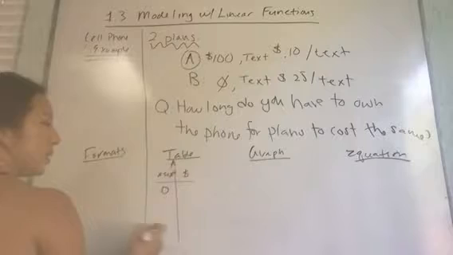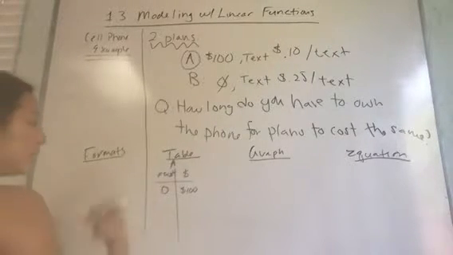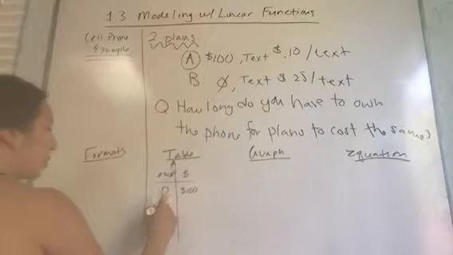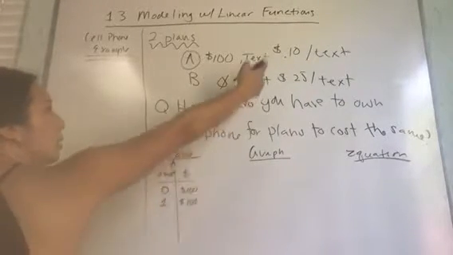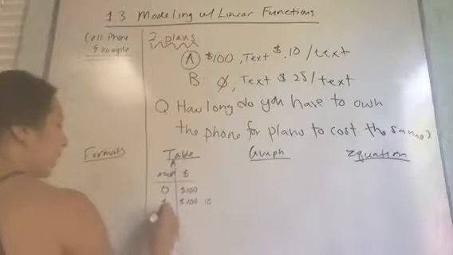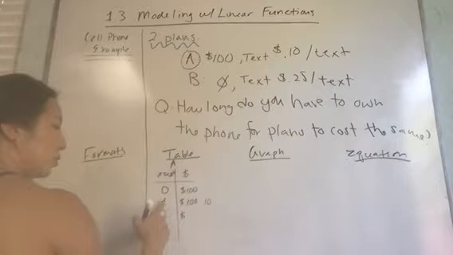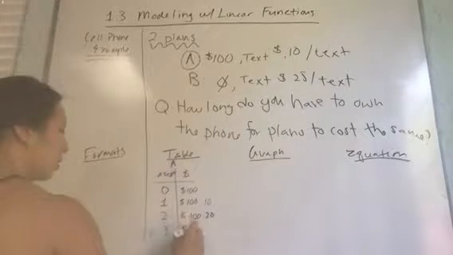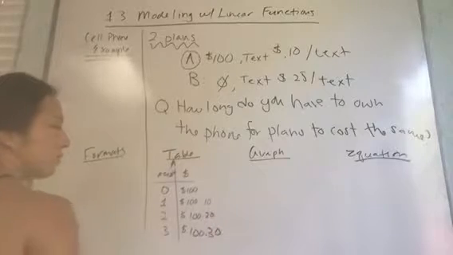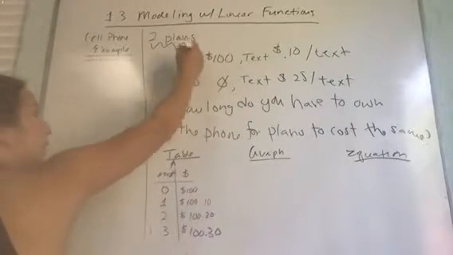So with 0 texts, we already have to pay $100 as our initiation fee or installation fee. After 1 text, it's going to be $100, and 1 text is 10 cents. After 2 texts, it's going to be $100 plus 20 cents. 3 is $100 and 30 cents. Okay, so that's the table representation for company A right here.